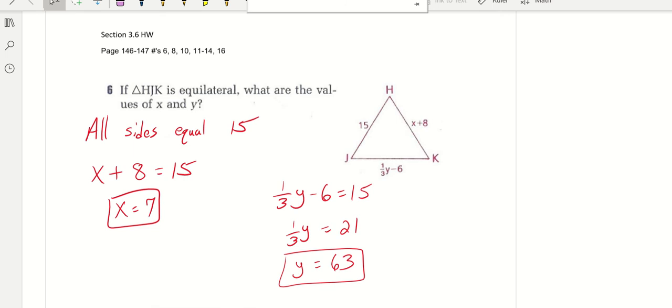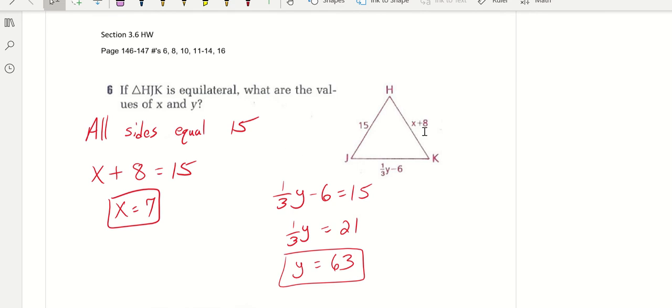Let's take a look at the 3.6 homework. Number 6: if triangle HJK, this triangle over here to the right, is equilateral, what are the values of x and y? Well, if it's equilateral, all the sides must be congruent. They all must have equal length. We are told that HJ is 15, which means all the sides must equal 15.